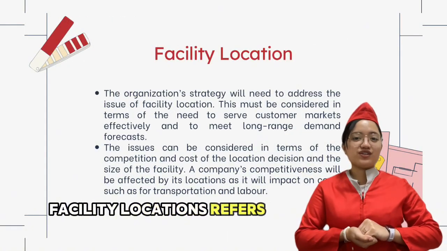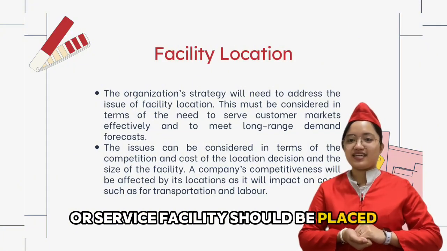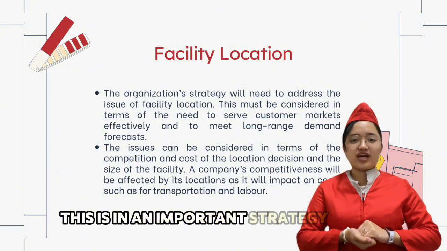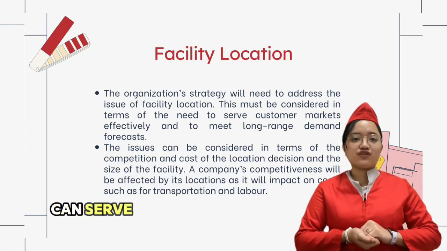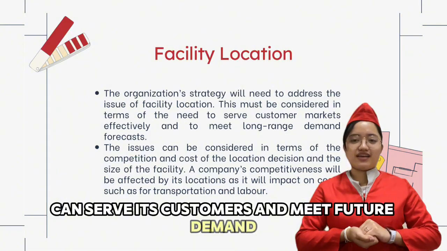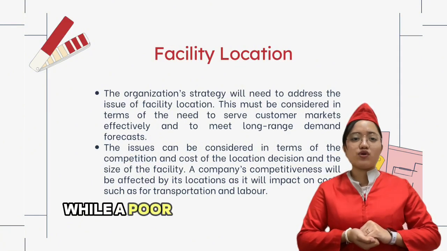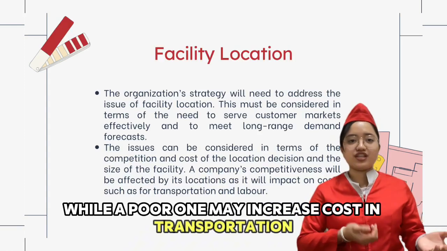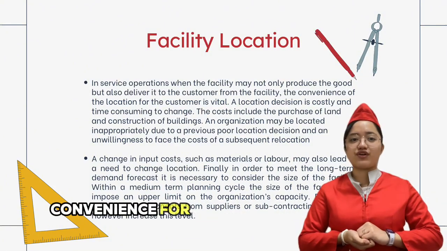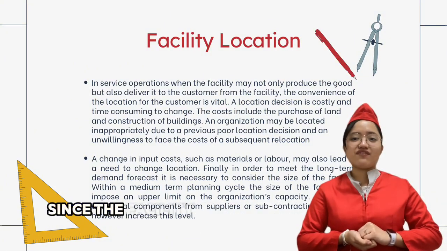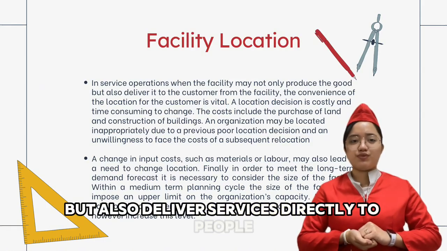Facility location refers to the decision of where a business or service facility should be placed. This is an important strategic choice because the location affects how well an organization can serve its customers and meet future demand. A good facility location can improve competitiveness, while a poor one may increase costs in transportation, labor, and operations. In service industries, convenience for customers is especially vital since the facility must not only produce goods but also deliver services directly to people.